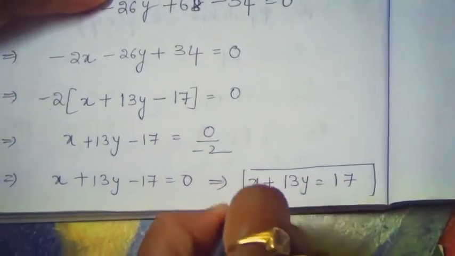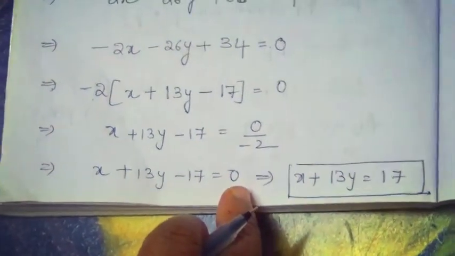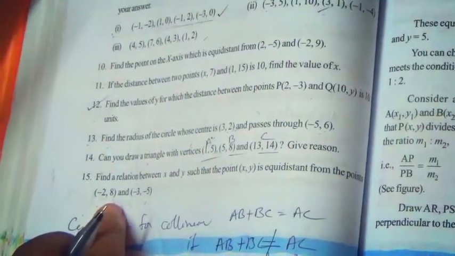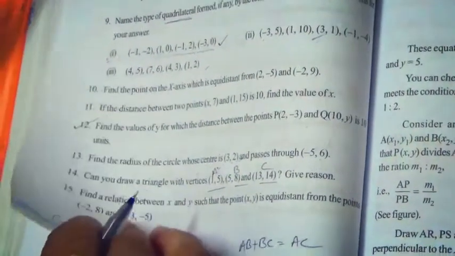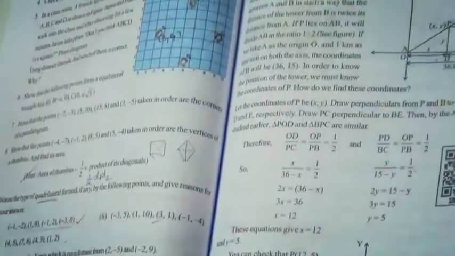It is the relation between x and y for this sum. Okay, so here we finished this 15th sum also. Tomorrow I will give the next introduction part of the section formula, as well as the midpoints, as well as the centroid. On the basis of these 3 formulas, we are doing this 7.2 exercise. Tomorrow I will give the introduction part of this 7.2 exercise.